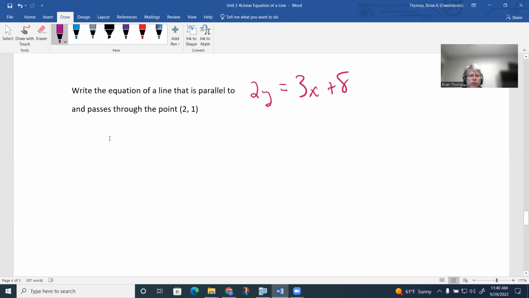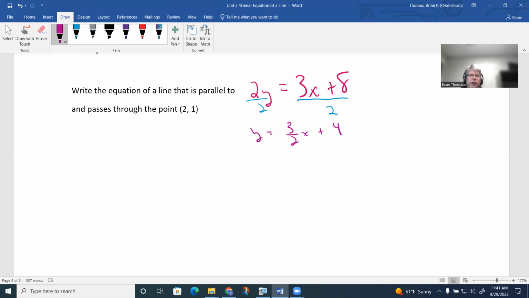So let's look at this example here. Write an equation of a line that is parallel to the given line and passes through the point (2, 1). So for the given line, if I want to graph it, I'd have to solve for y, because that's how I would get the slope and the y-intercept as well. So again, to solve for y, I have to divide each side by 2. So y equals 3/2 x plus 8 over 2, which would be 4.